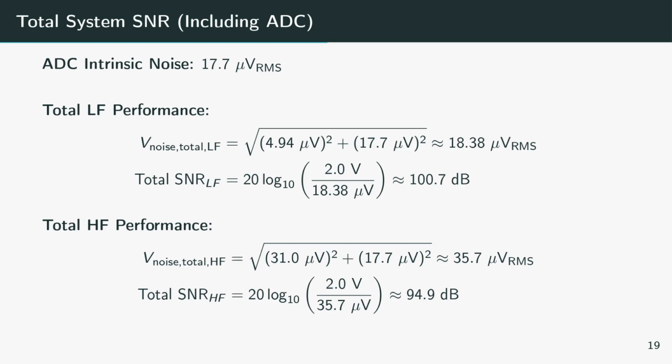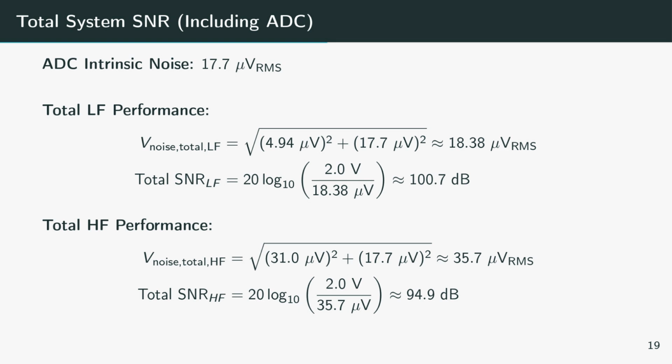Now we reach the most critical part of our noise analysis, the total system SNR. To determine the final performance, we must add the ADC's intrinsic noise, which is 17.7 microvolts RMS, to our analog front-end calculations. This value accounts for both the 24-bit quantization noise and the internal thermal noise of the AD4630 chip. For the low frequency path, the combined noise is approximately 18.38 microvolts. This results in a final system SNR of 100.7 dB, giving us a comfortable 10 dB margin over the project requirements.